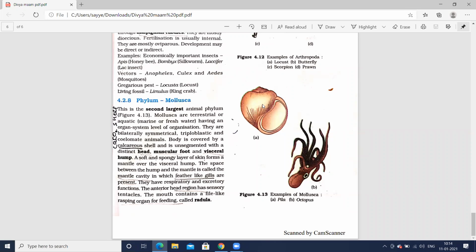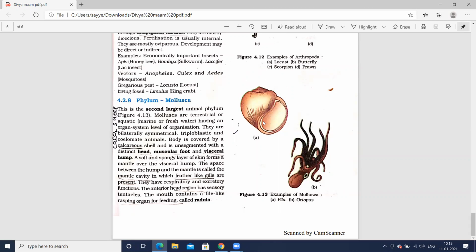A soft and spongy layer of skin forms a mantle over the visceral hump. Mantle means covering. So over the visceral hump we have a covering also, a soft and spongy layer. The space between the hump and the mantle is called the mantle cavity, in which feather-like gills are present. Do you see these small feather-like gills? There are many shapes of gills. They have respiratory and excretory functions.